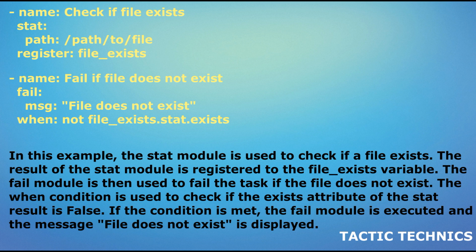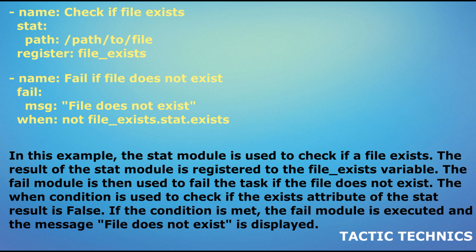Name: check if file exists. Stat: path: /path/to/file. Register: file_exists. Name: fail if file does not exist. Fail: msg: file does not exist. When: not file_exists.stat.exists.